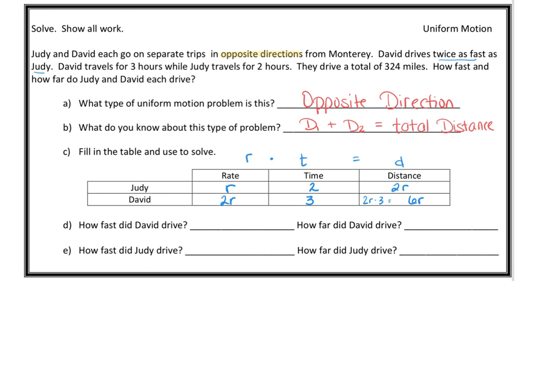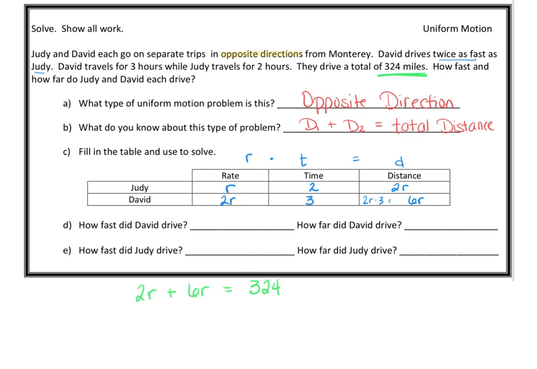I already decided what my equation is going to look like. My first distance. What is Judy's distance in this column? 2R. 2R plus my second distance. What is David's distance? 6R equals the total distance apart. That's in my word problem. What is my total distance apart? 8R. Okay, but what is it in the problem? 324 miles, okay? So it says they drive a total, that's the total distance apart, of 324 miles.